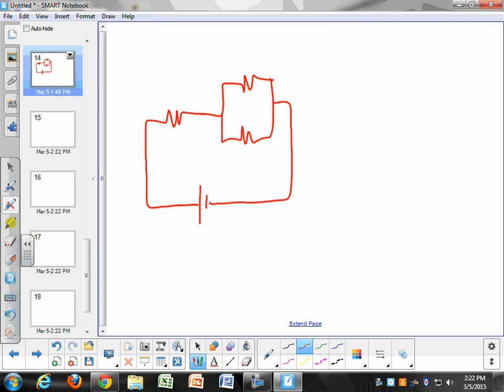Now let's ask ourselves some questions. All right, what happens to the overall current if we get rid of this resistor? So the first thing I ask, what happens to the overall resistance if I get rid of that resistor? What will happen? Will it go up or down? Right, the resistance will increase. If I get rid of that resistor, the overall resistance will go up.